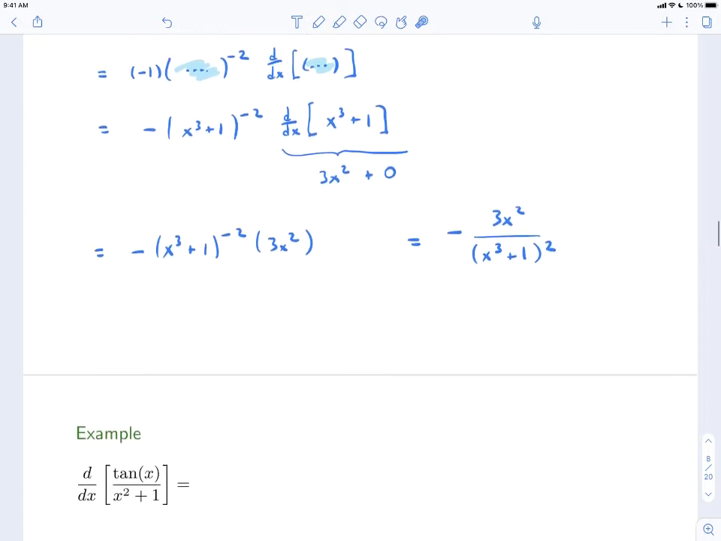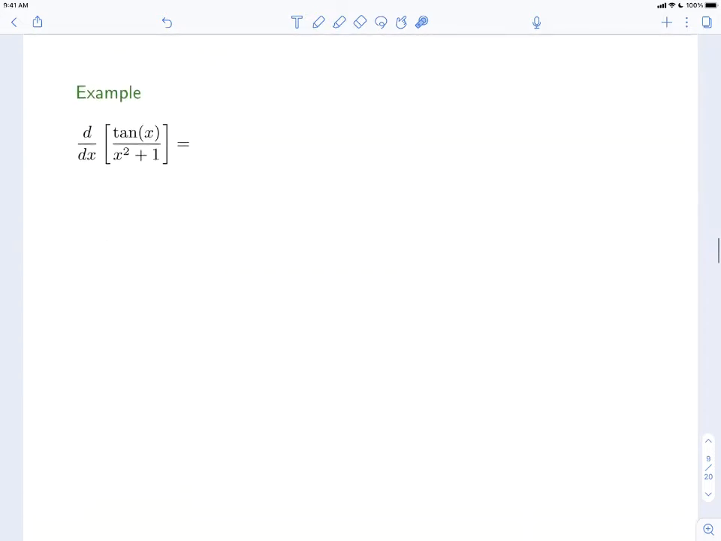Let's do another example. The derivative with respect to x of tangent of x divided by x squared plus 1. Once again, you could do this using the quotient rule, because we have a quotient here. But if you don't want to do the quotient rule, you can always write a quotient as a product. So we can write this as the derivative with respect to x of tangent of x times x squared plus 1 to the negative 1.